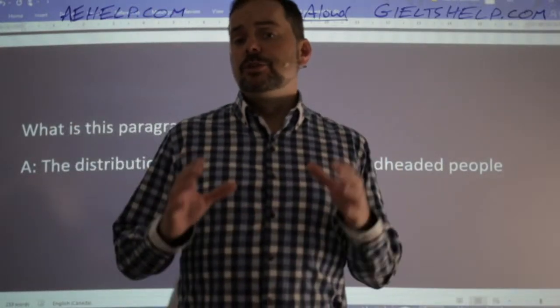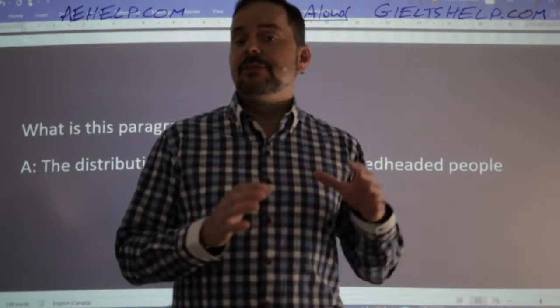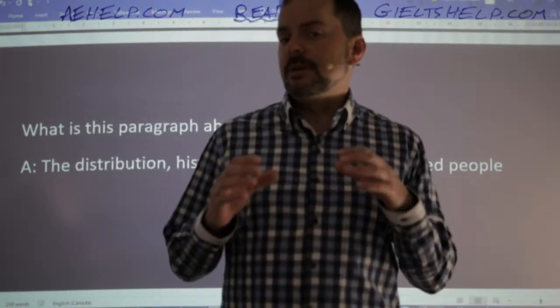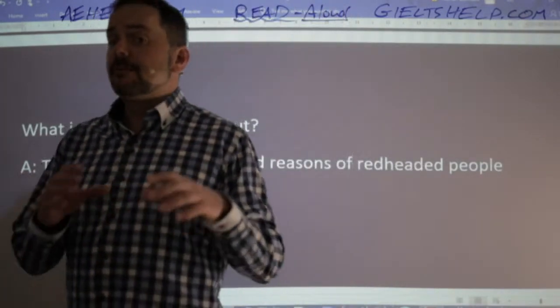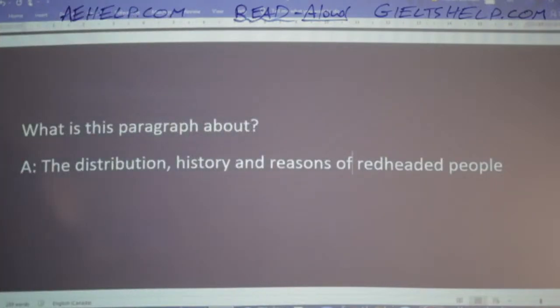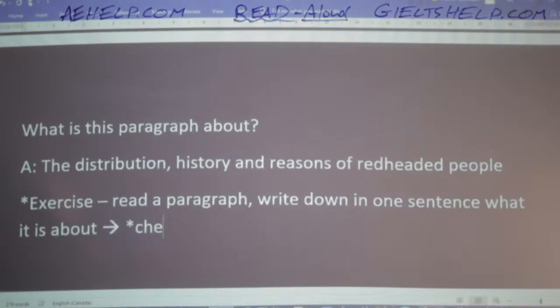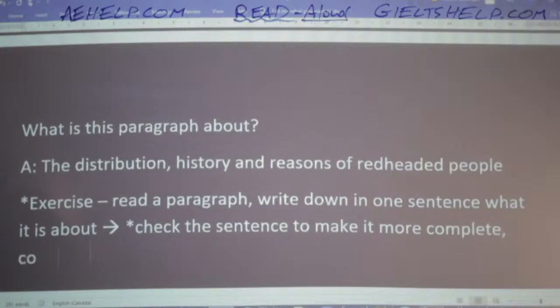Definitely work on this at home. When you're doing reading passages, work on reading a paragraph, writing down in one sentence what that paragraph is about, and then checking to see if you can make that answer better, more concise, more accurate. It's a very good exercise to do at home. Everybody clear on that? I'll make a note of that for you so you can practice it at home. This is a very important exercise. Read a paragraph. Write down in one sentence what it is about. Then, very importantly, check the sentence to make it more complete, concise, and accurate. If you have to, reread the paragraph.